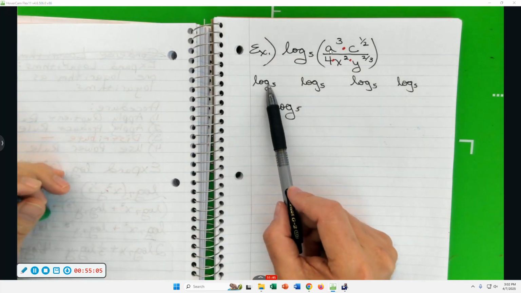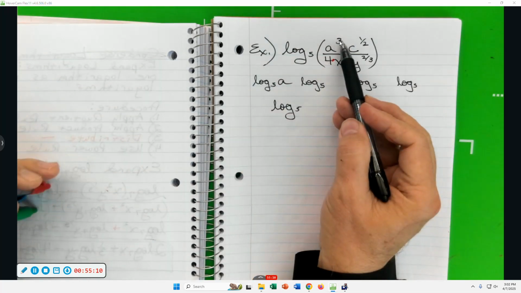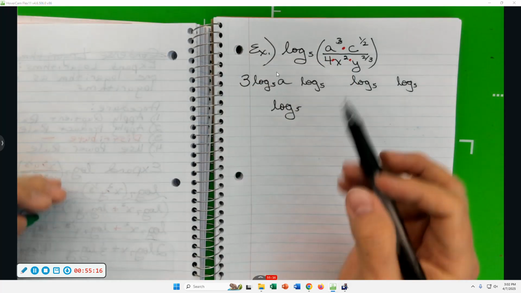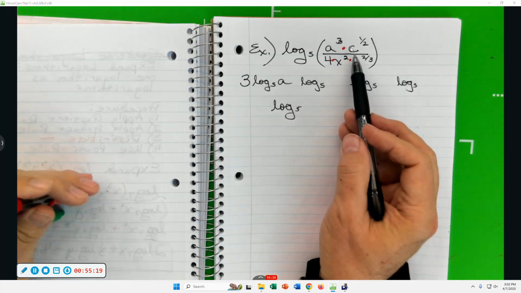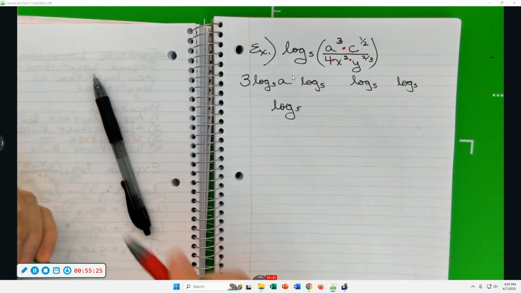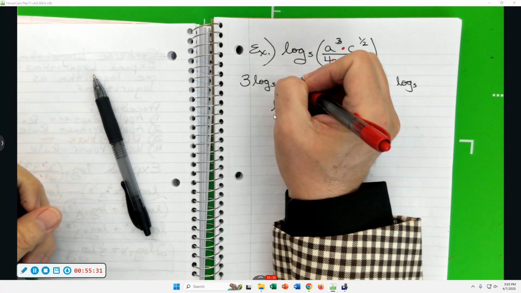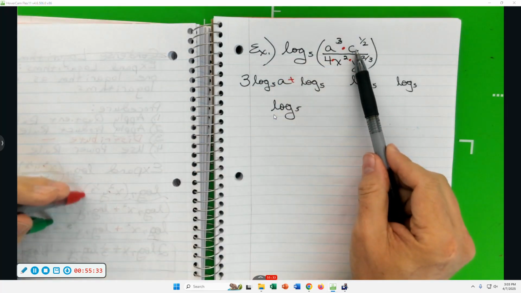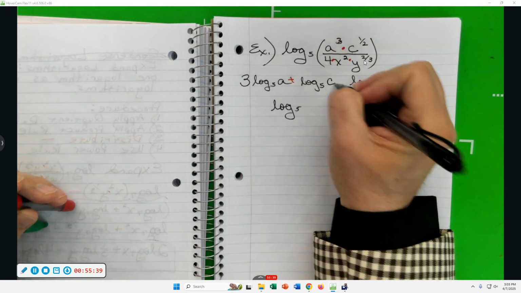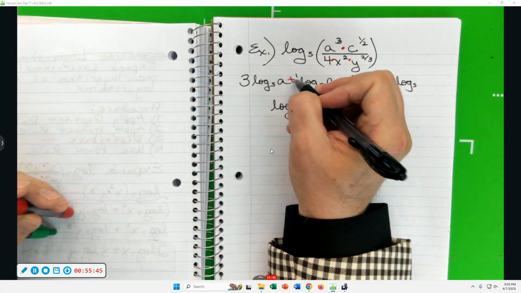The first logarithm, the argument is a. Where do I put that exponent 3? In the front. We're moving on to the next logarithm. C is on top. So what sign are we going to have? Plus or minus? Plus. Stuff on top has pluses in front of it. The stuff on bottom will have minuses. The argument is a C. Where am I going to put that 1/2? In front of that second logarithm.